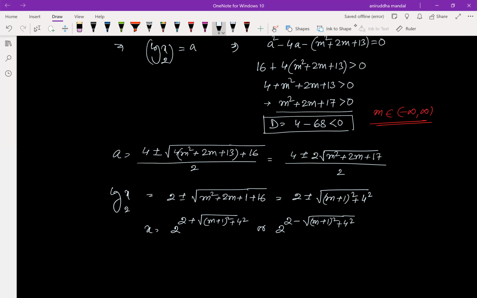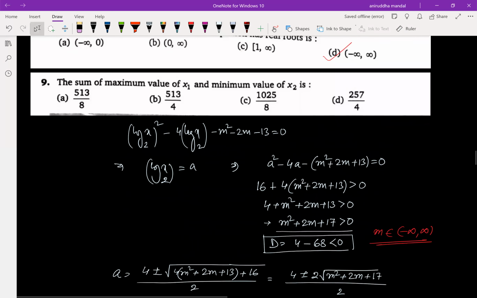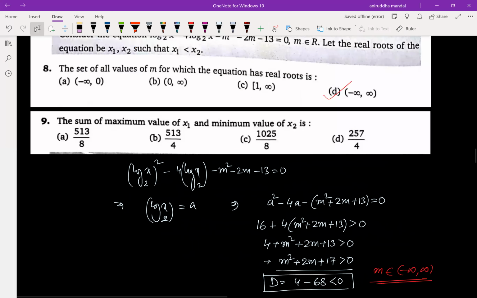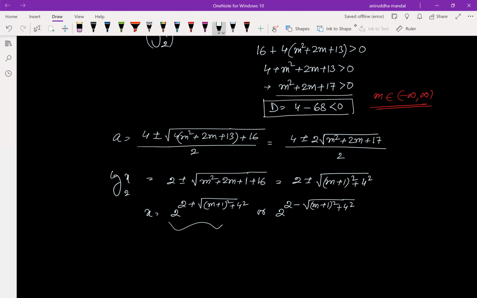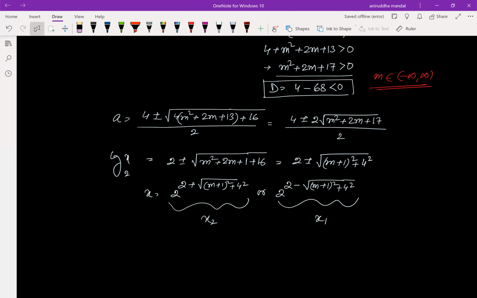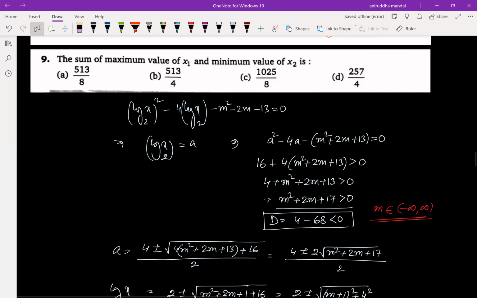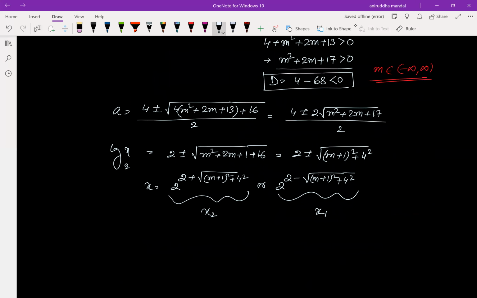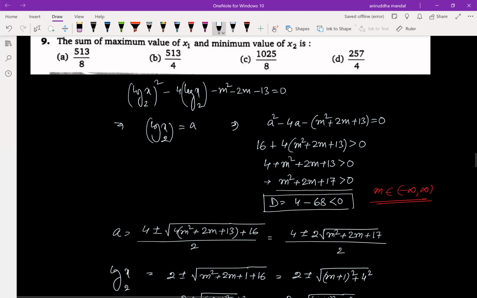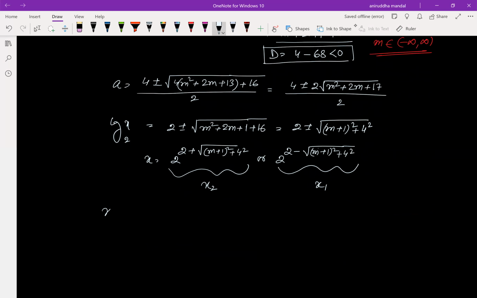Okay, so obviously x1 is less than x2, which means this is x2 and this is x1. So we have to find the maximum value of x1 and the minimum value of x2. The x2 minimum is when m is equal to 0, because all this is always positive.